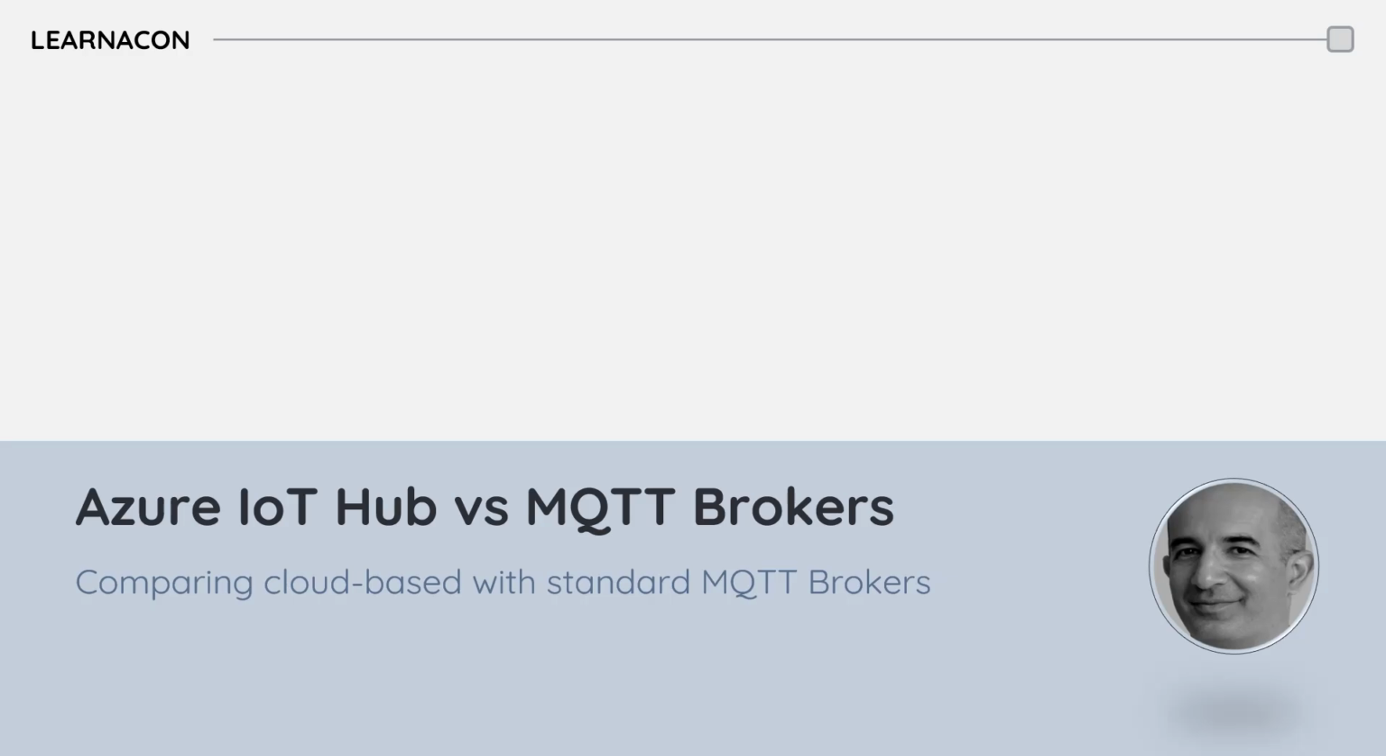For any serious IoT project, you need a message hub that is secure, reliable, and scalable. Many developers start with a standard MQTT broker, but when they try to scale to millions of devices, they hit a wall. That's where a platform like Microsoft Azure IoT Hub comes in. Azure IoT Hub is a specialized IoT gateway with built-in features, supporting multiple protocols, including MQTT.